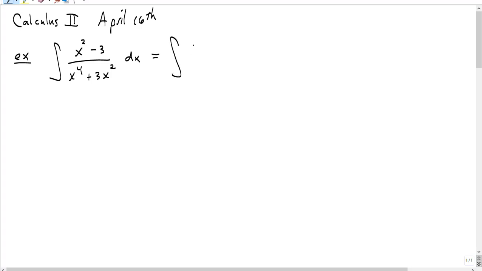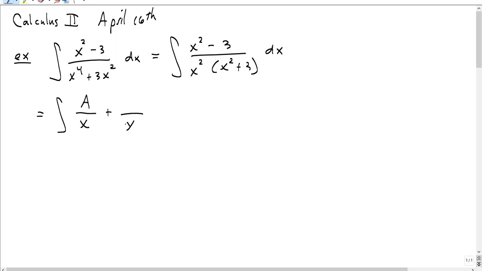First thing we need to do is factor the bottom. So we get x squared times x squared plus 3. And then we need to make a fraction for every single power of every single factor in the denominator. Now we have a factor of x, so we need something over x and something over x squared. That factor counts as x, degree 1, so we just have constants up top. But the other one is an x squared plus 3, which is of degree 2, so we have to have the most general thing of degree 1.